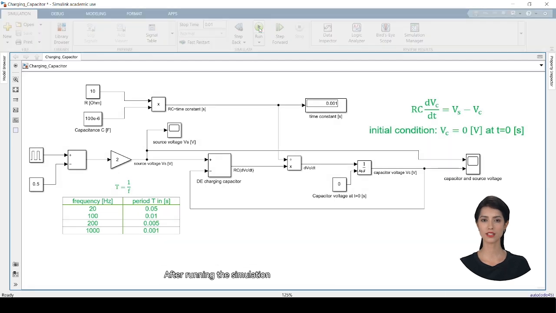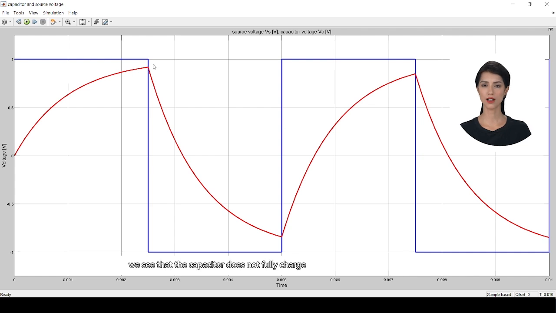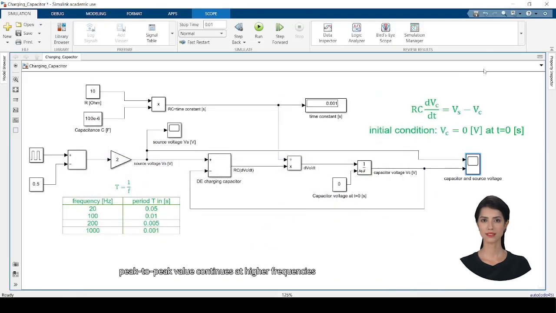After running the simulation, we get the following result. For the first time, we see that the capacitor does not fully charge and does not reach 1 volt. Likewise, it doesn't reach -1 volt because it doesn't fully discharge. The pulse-shaped input signal is a bit too fast for the capacitor. Additionally, we notice that the peak-to-peak value of the capacitor voltage is smaller than that of the source voltage. We will see shortly that this trend of decreasing peak-to-peak value continues at higher frequencies.